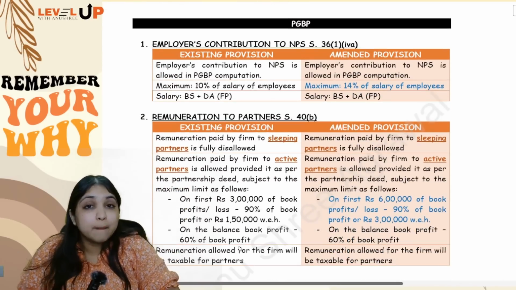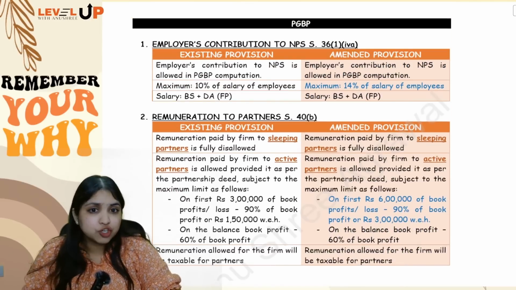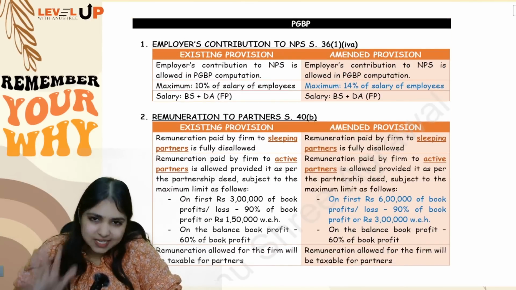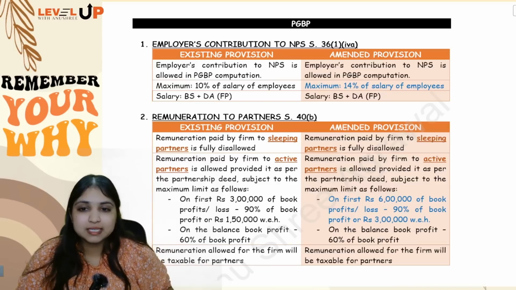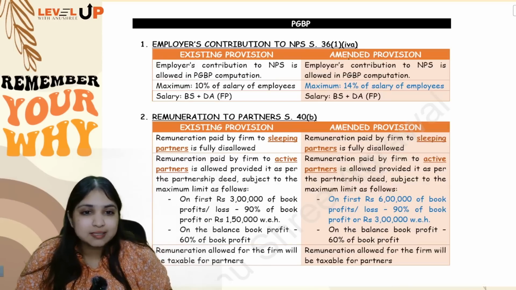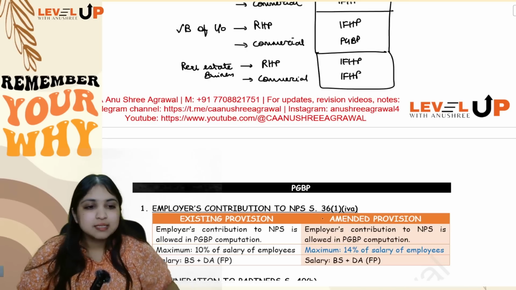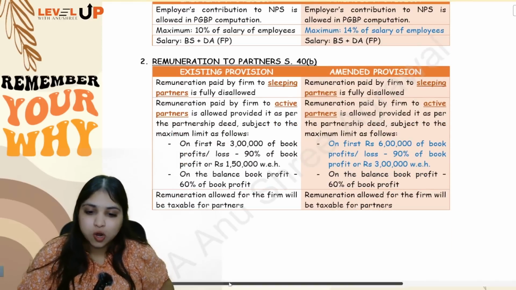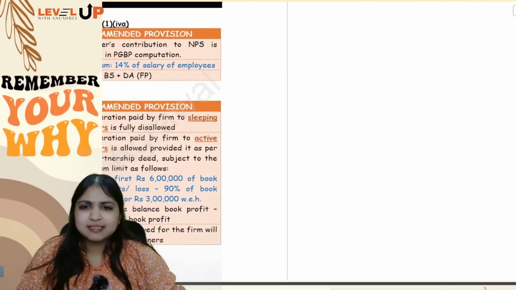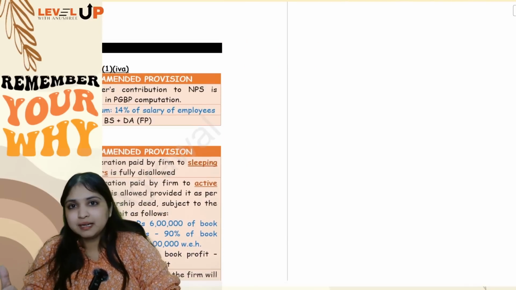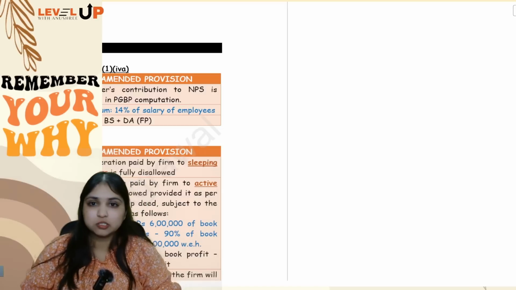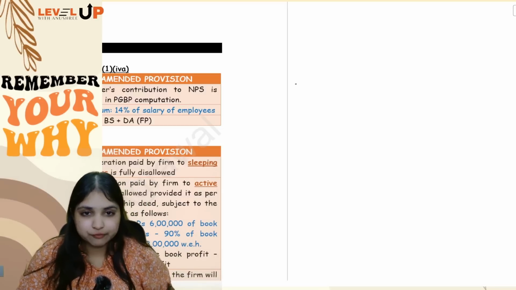Now let's come to PGBP amendments. Here we have two amendments and both are extremely important, but both are very simple. Your first amendment is relating to employer's contribution to NPS. See, let me discuss this whole concept with you. The reason is there is a similar amendment in your chapter 6A also, so I'll discuss both now itself with you.